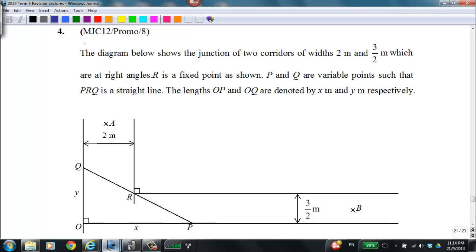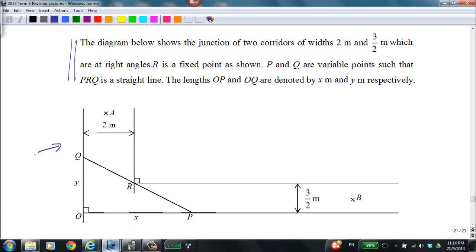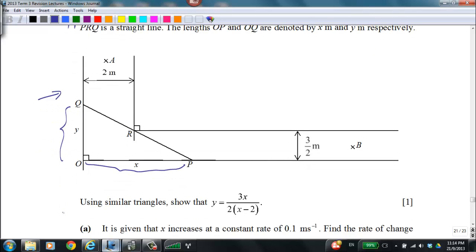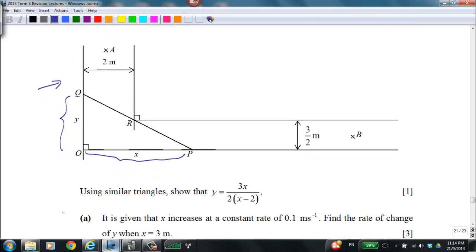Okay, for the next question, there's a description here of the situation, but by looking at the diagram, you should more or less know what is going on. Just take note that OP itself is X and OQ is Y. Now, the very first part of the question is you're supposed to use similar triangles to show that the relationship between Y and X is as shown by this equation.